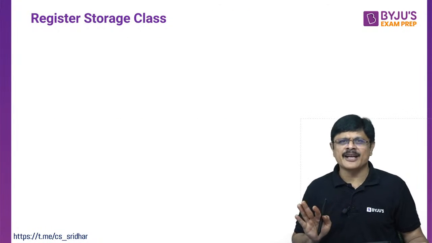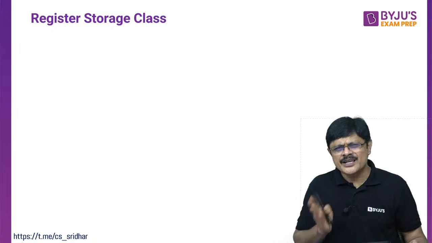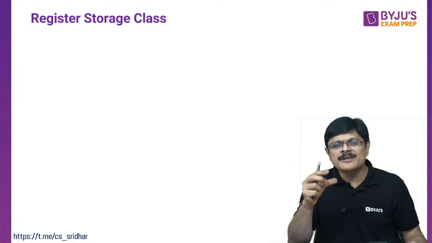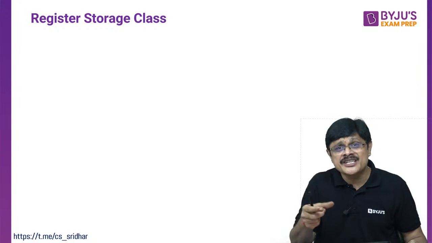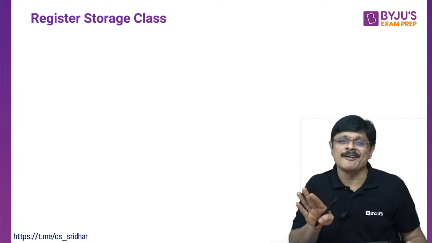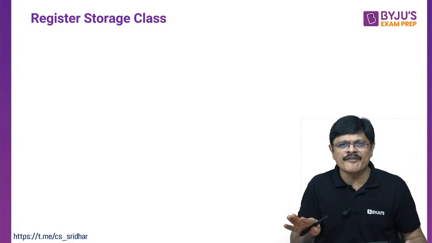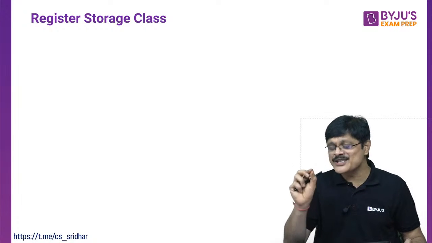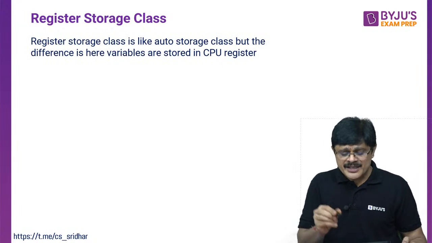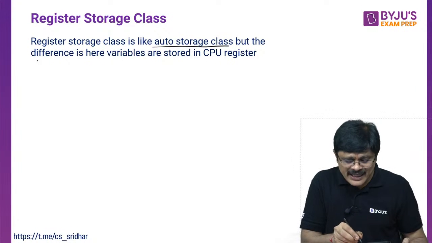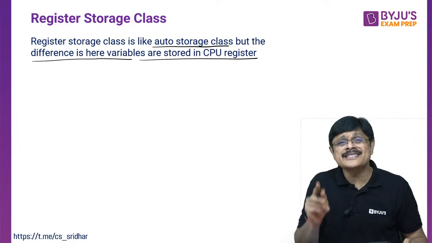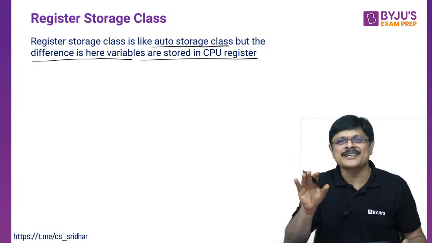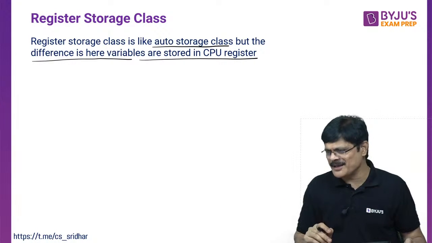Register storage class, just for information, we need to understand. The story will be exactly the same as automatic variables. The only difference is that automatic variables are stored in the runtime stack, while these are stored in registers if available. If registers are not free, it will automatically be allocated on the runtime stack. Register storage class is like auto storage class, but here variables are stored in CPU registers, provided they are free. Otherwise, same as automatic variables.